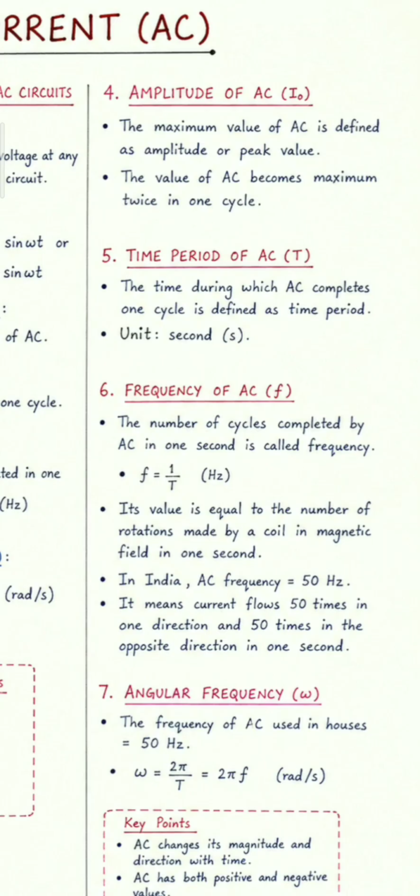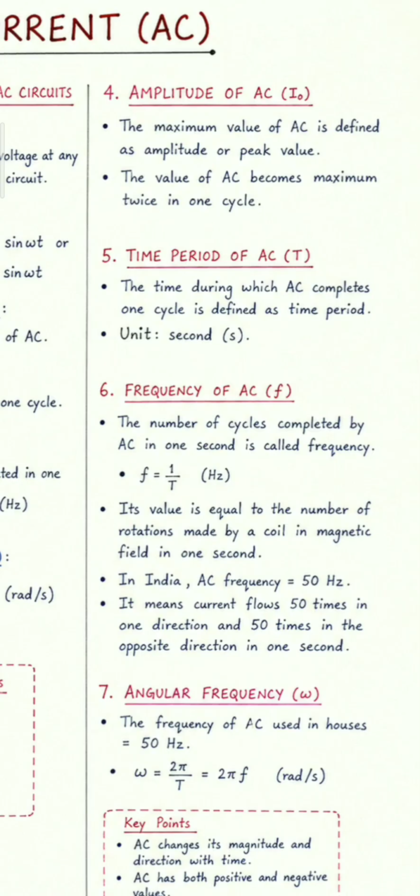Amplitude of AC means the maximum value of AC is defined as amplitude or peak value. The value of AC becomes maximum twice in one cycle. And time period of AC: the time during which AC completes one cycle is defined as time period. Unit of time period is seconds.